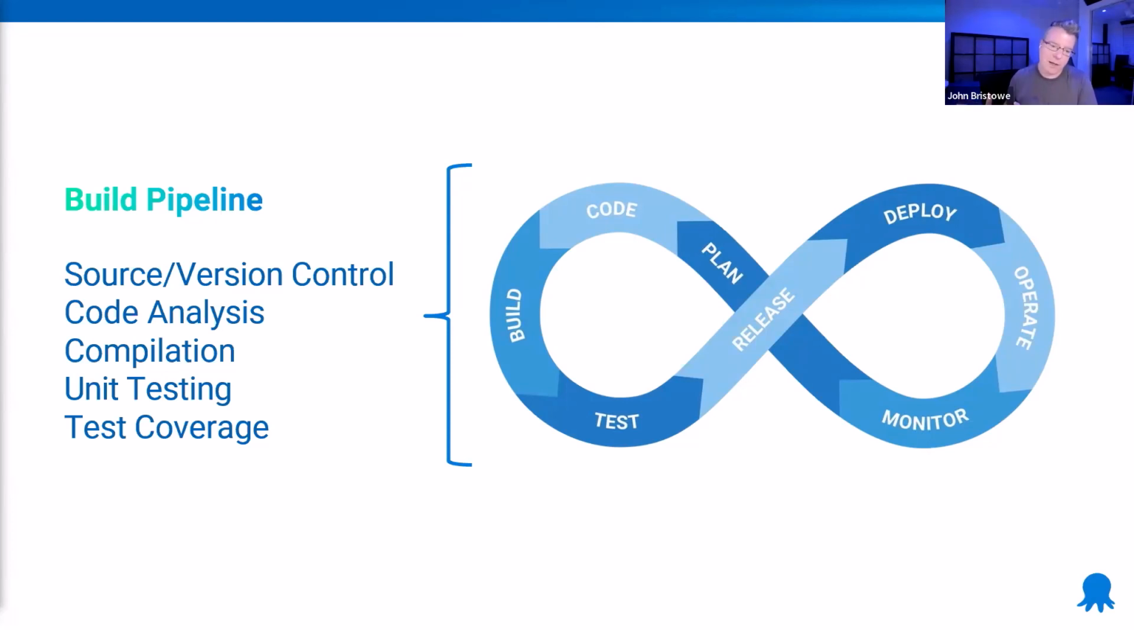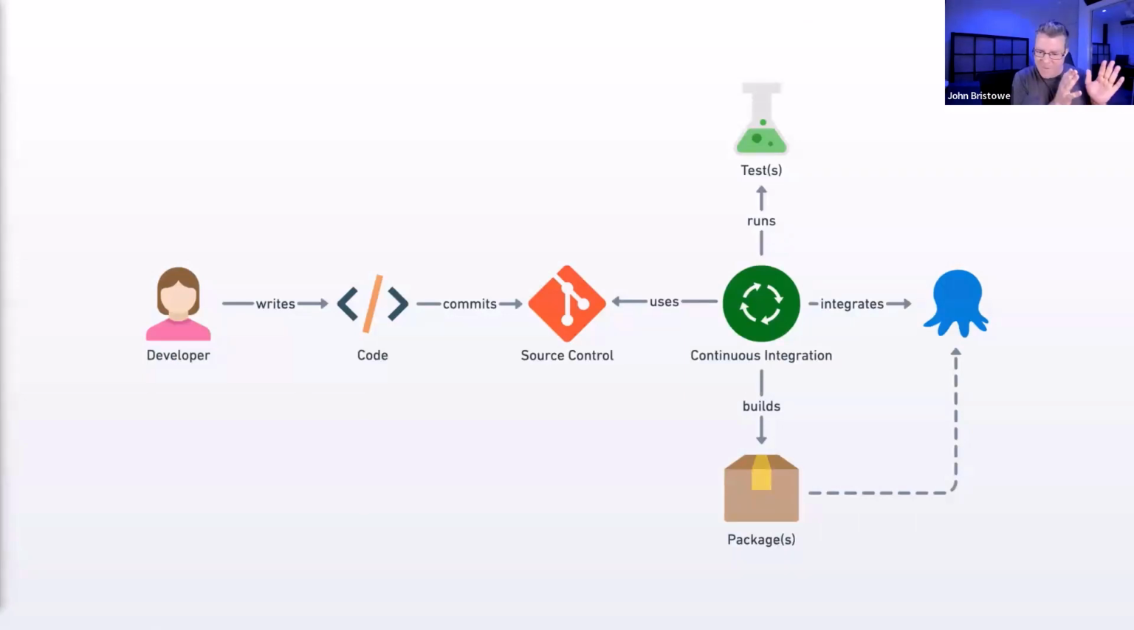Where Octopus sits relative to that is shortly thereafter. After you've gotten out of the build pipeline, you have an artifact or a package, then you're ready for deploy, which is what is demonstrated in the next slide. The way that we view the world relative to this is coders code, it goes into source control, stuff happens, and then a package comes out of it. The package is what we ultimately care about, and that's what you go to deploy with Octopus.